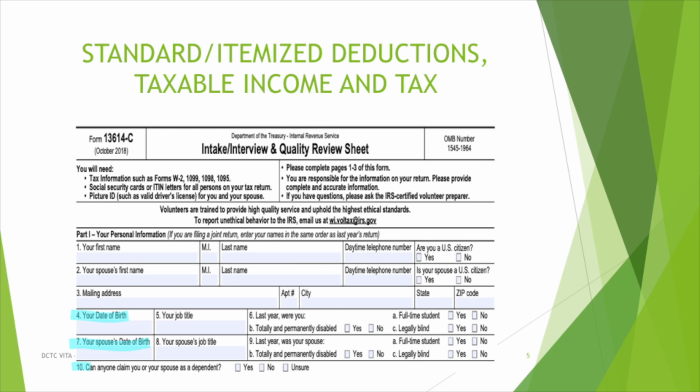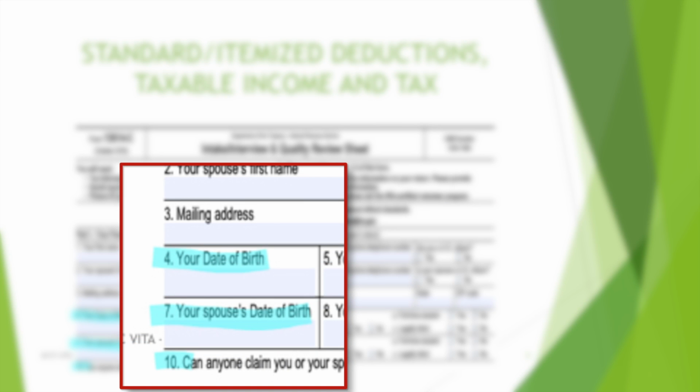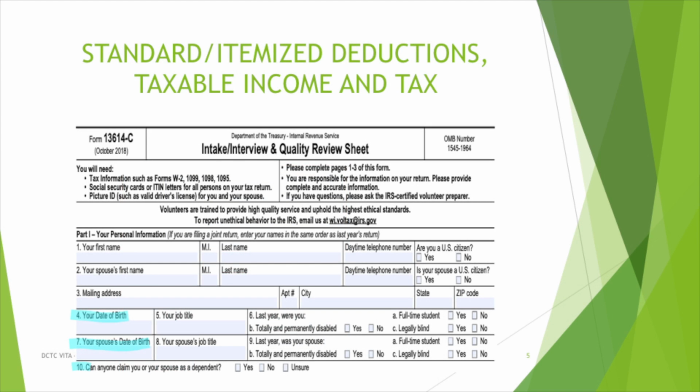Form 13614C, lines 4 and 7 ask for the dates of birth. Line 10, can anyone claim you or your spouse as a dependent? As I said, those two issues would have already been taken into account earlier in the input process, so TaxSlayer knows what the standard deductions should be.